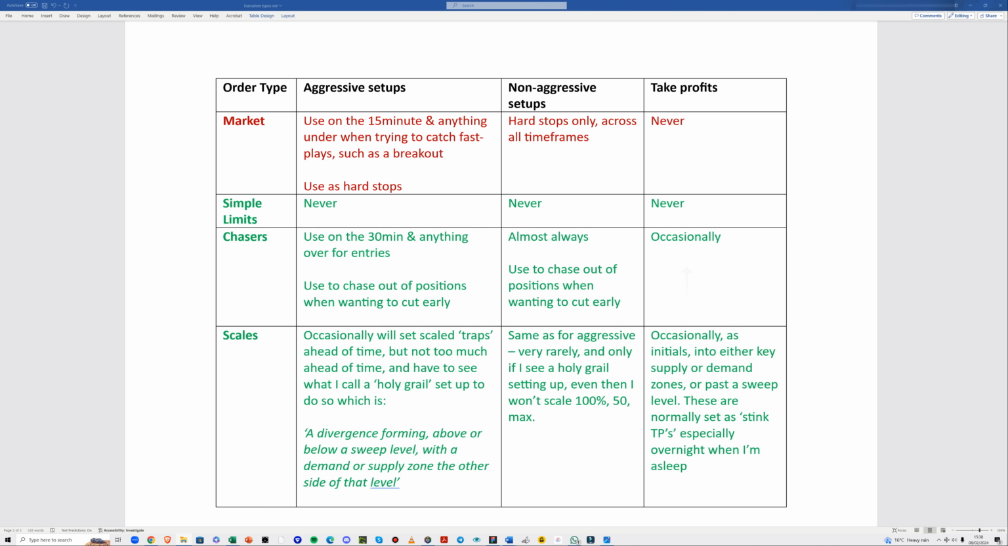Okay, so on to take profits. You can see that before it did say almost always here, but I've just changed this to occasionally. I do use chasers oftentimes to take profits.